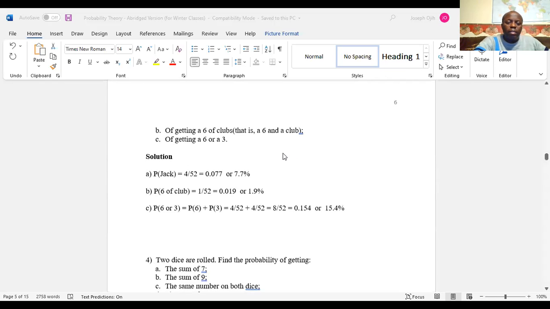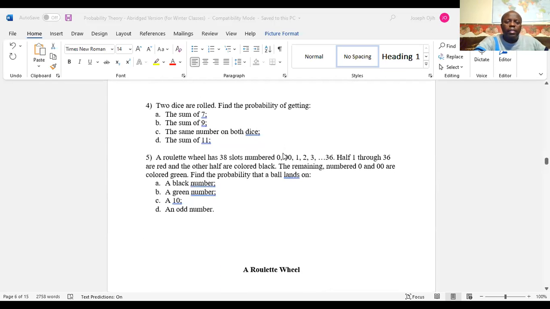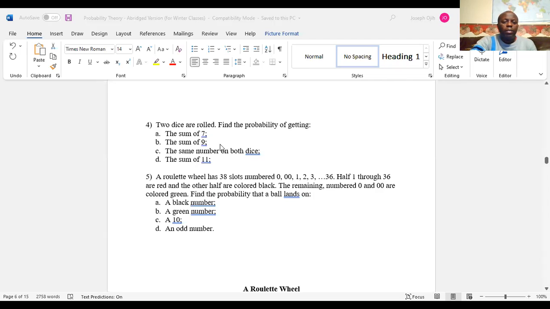Look at this one here. It says 2 dice are rolled. Find the probability of getting a sum of 7, getting a sum of 9, getting the same number on both dice, and getting a sum of 11.